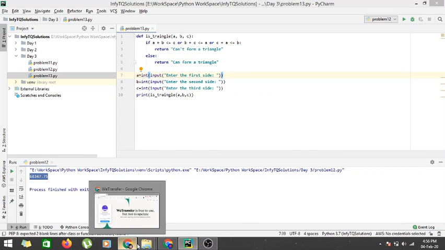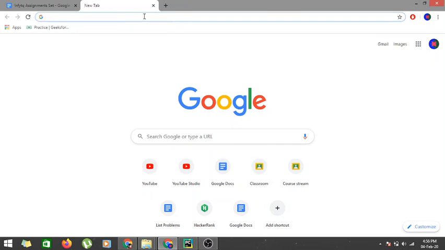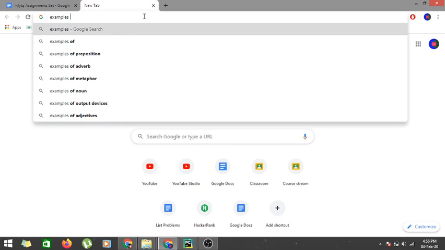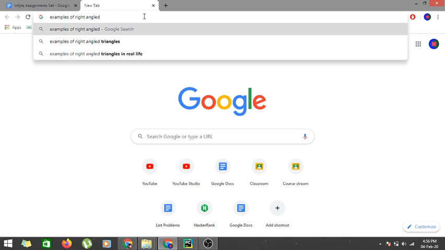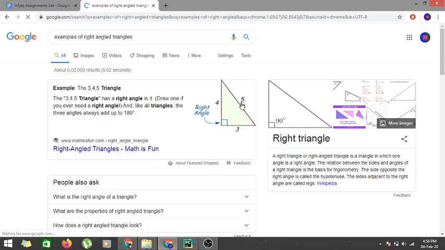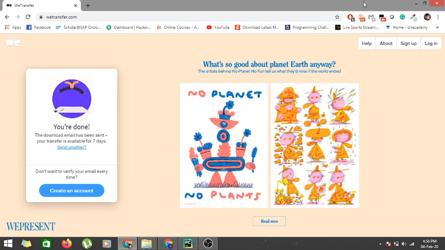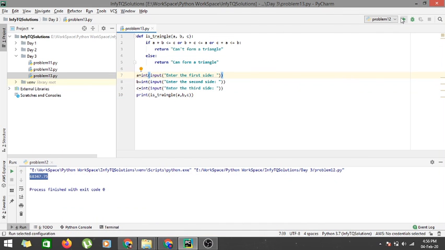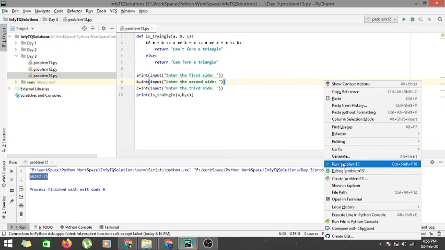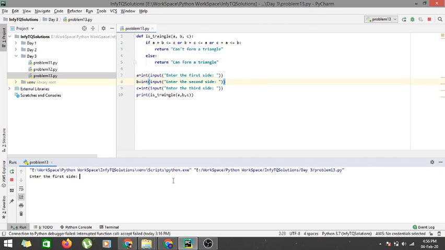So let's just take in some examples of triangles. Examples of right angled triangles, as I do not remember what could be the possible sides of a triangle. Okay, so 3, 4, 5 can be a possible combination, right? So let's just run this problem 13. 3, 4, 5. Yeah, it can form a triangle. So we got our first output as correct.